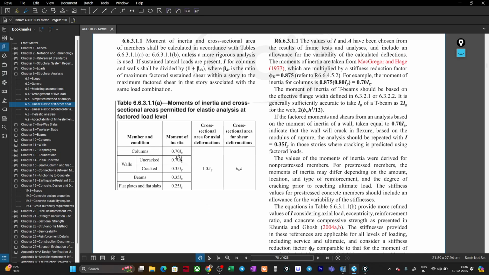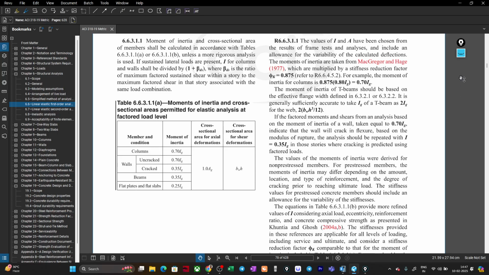Now if you see, there are columns, walls, beams, and flat plates. For all these elements, the stiffness modifiers, or you can say modifiers for the moment of inertia, are given. But for the wall, there are two modifiers given. One is 0.7 times Ig, the gross moment of inertia, and one is 0.35 times Ig, that means 35% of the gross moment of inertia. So now, which one should we consider when?